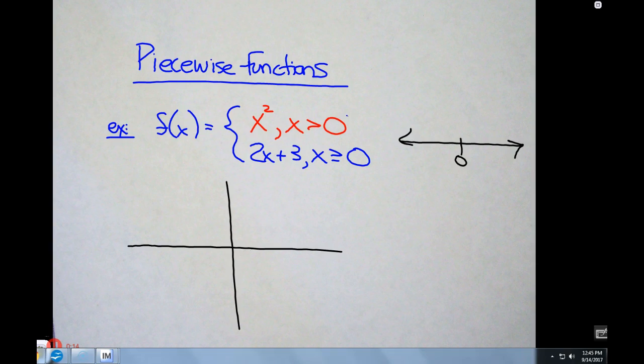You got it? Did you talk about these before? Yeah. Okay. So it just means that it's not really one equation the whole way. It's going to be split into 2 or maybe 3 parts.